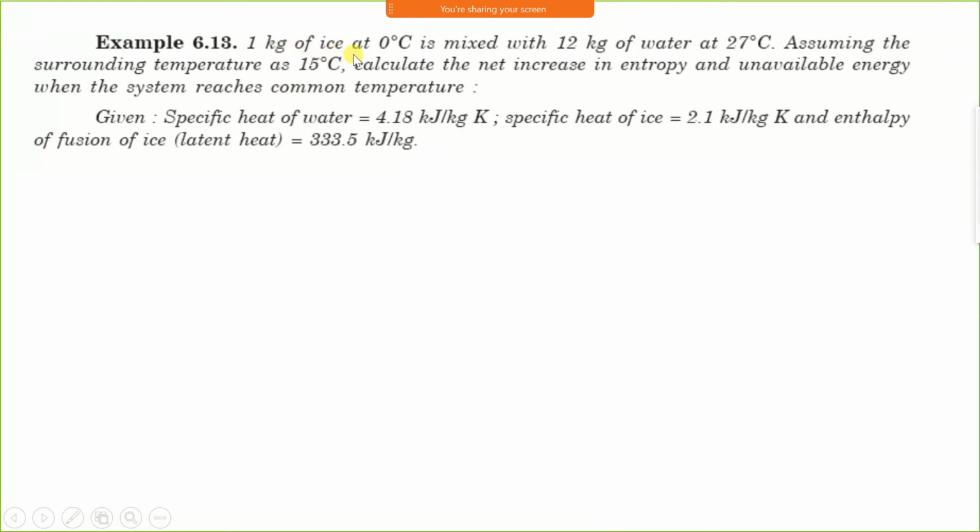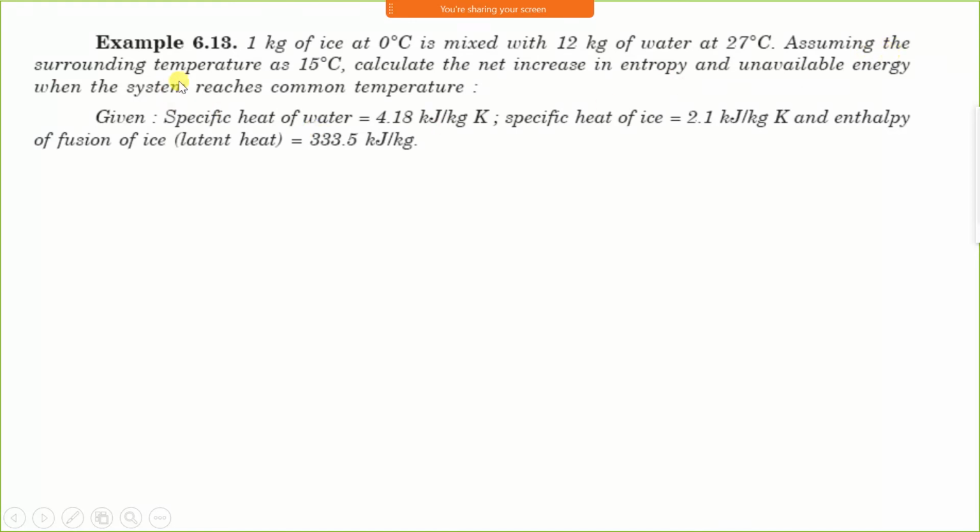1 kg of ice at 0 degrees Celsius is mixed with 12 kg of water at 27 degrees Celsius. Ice is mixed with water. Mass of water 12 kg and temperature is 27. Mass of ice 1 kg and temperature is 0 degrees Celsius.